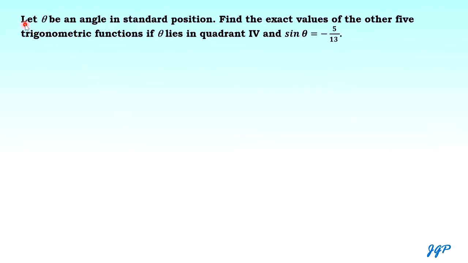Example number 1. Let theta be an angle in standard position. Find the exact values of the other 5 trigonometric functions if theta lies in quadrant 4 and sine theta is equal to negative 5 over 13. So let's have the solution. Since sine theta is equal to negative 5 over 13 and theta is in quadrant 4, again in quadrant 4, the sign of our ordered pair is positive and negative. The sign of the x-coordinate is positive while the sign of the y-coordinate is negative.